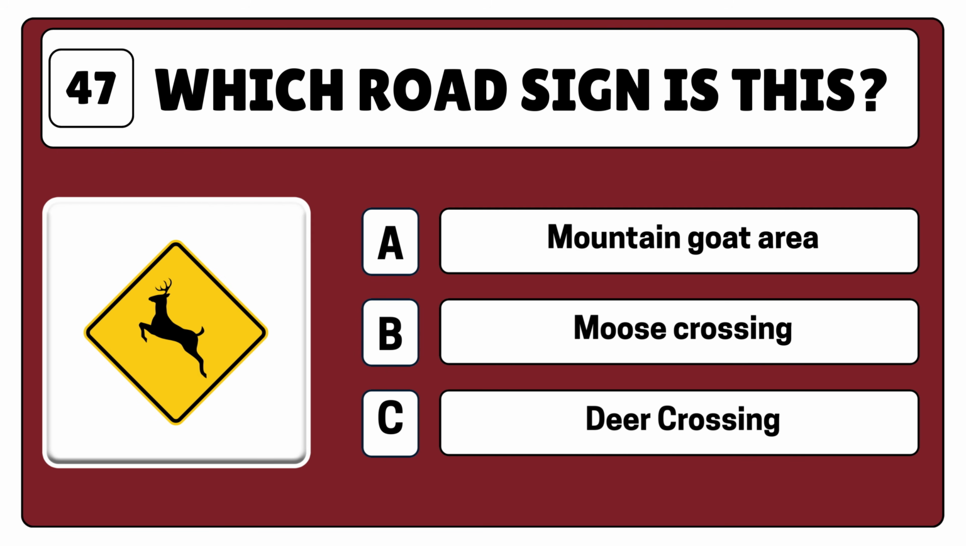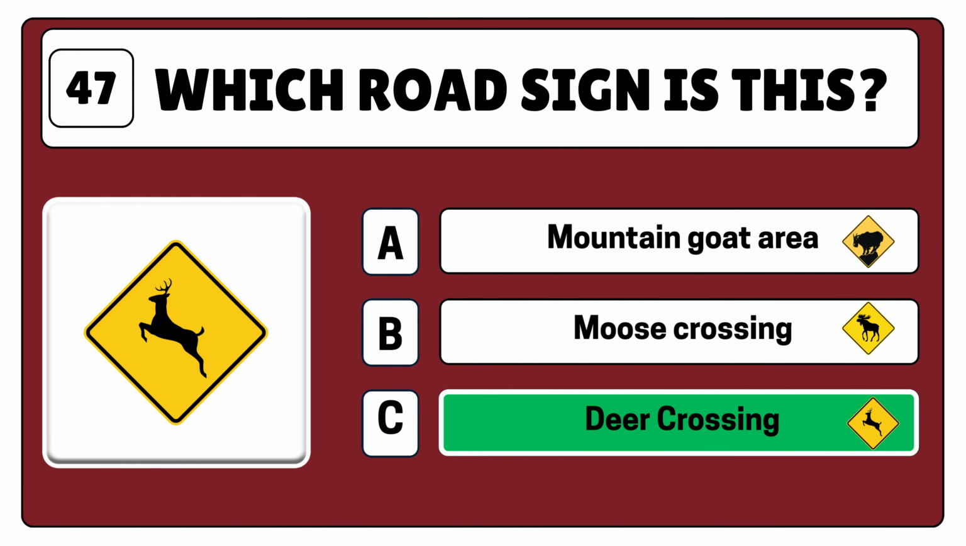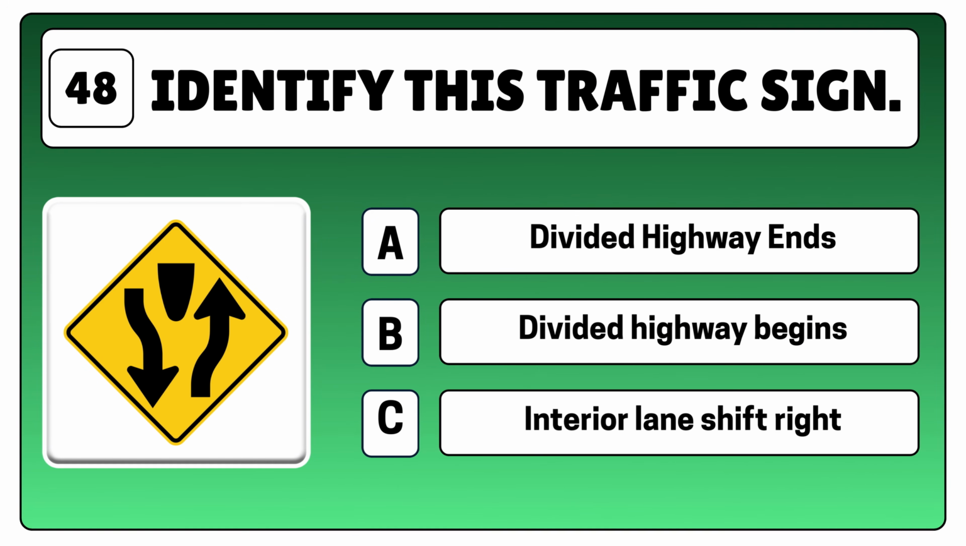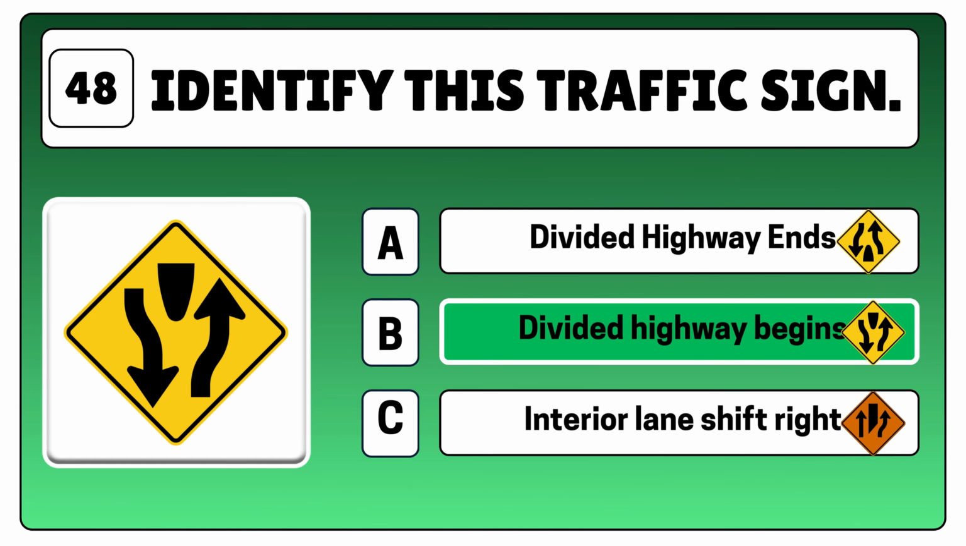Which road sign is this? Good observation. This is the deer crossing sign. Identify this traffic sign. Good thinking. That is the divided highway begins sign.